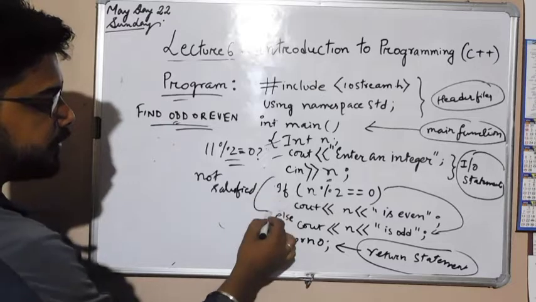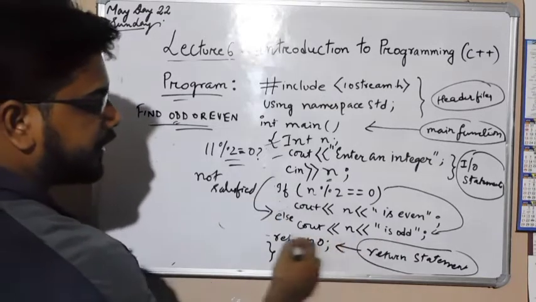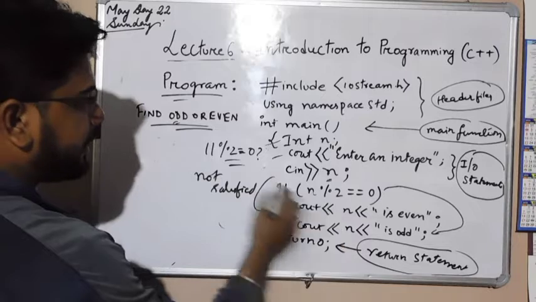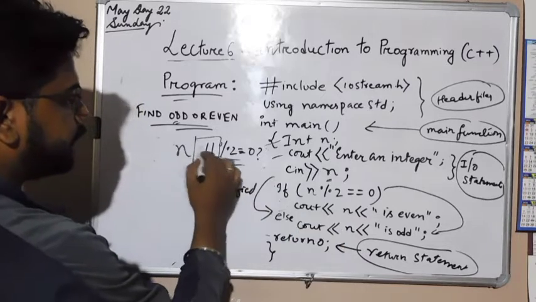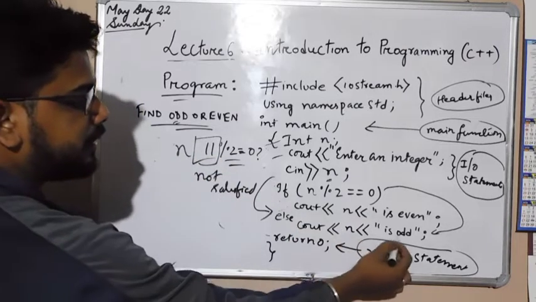This time the condition is not satisfied. That means what? The control will go to the else part and it will display that the number is 11, and the value is 11, so it will display 11 is odd.